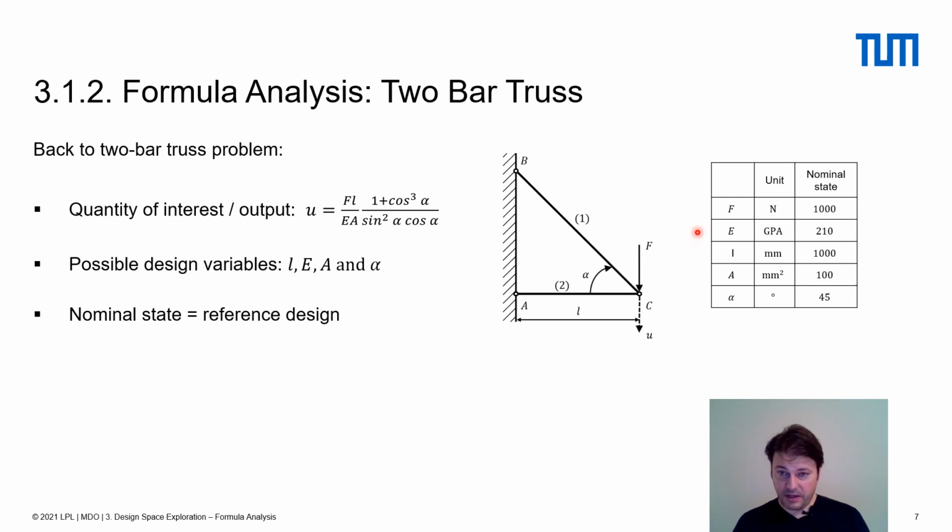The load that is applied to the tip of the two-bar truss, Young's modulus, the reference length L, a cross-sectional area A, and an angle alpha as design variables. This is what we call our reference design.